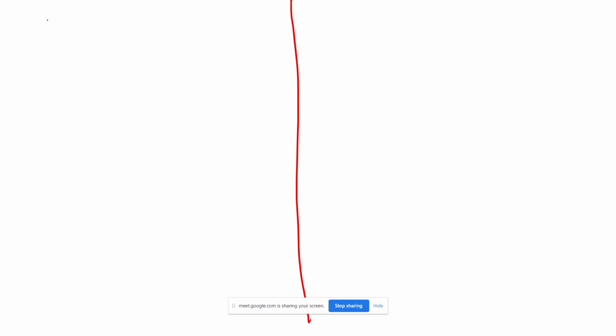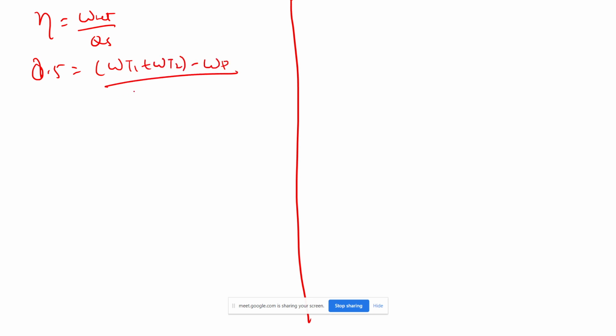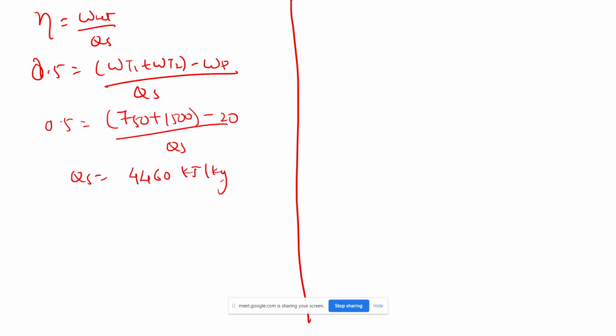So first we know that efficiency is given by net work output upon heat supply. So 0.5 it is given. Net work we know is turbine work 1 plus turbine work 2 minus pump work, divided by heat supply. So directly we will write 750 plus 1500 minus 20 divided by QS. So what is the value of QS you have got? 4460. Yeah, this is QS.